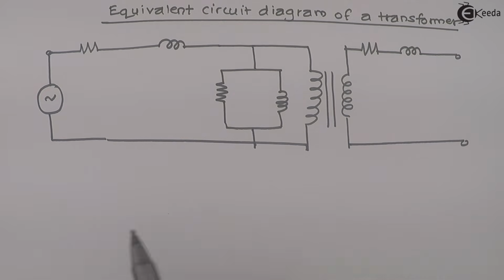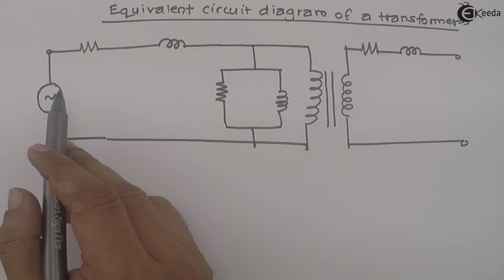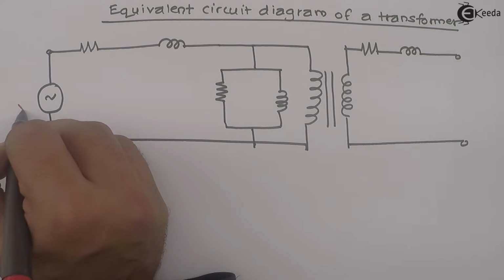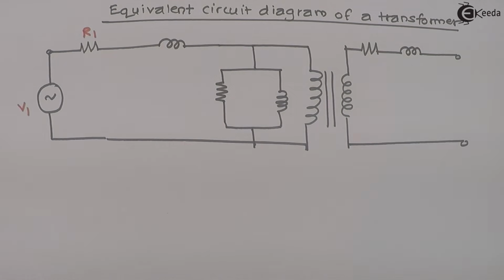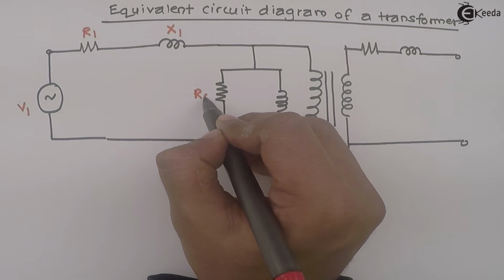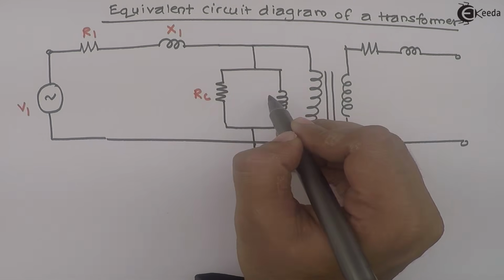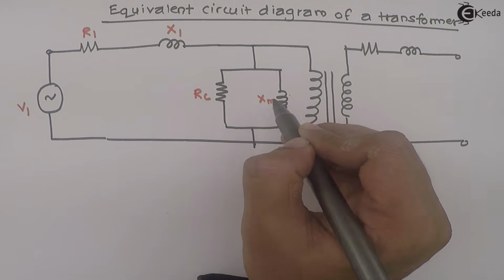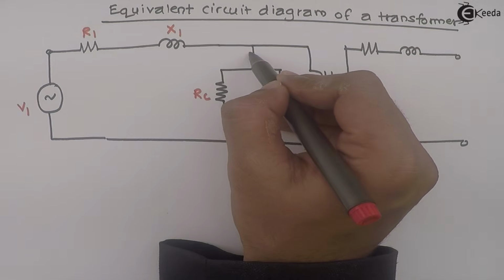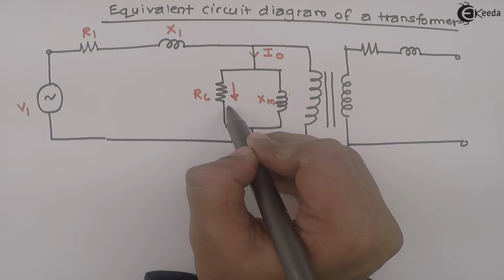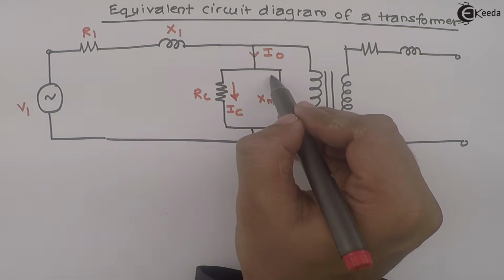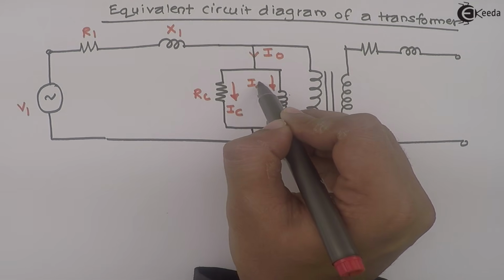So this is the equivalent circuit diagram at no load. Once again we will see this diagram. This is V1, voltage applied, primary winding resistance, primary winding leakage reactance, core loss resistance, magnetizing reactance. This is no load primary current, core loss component of I0, magnetizing component of I0.